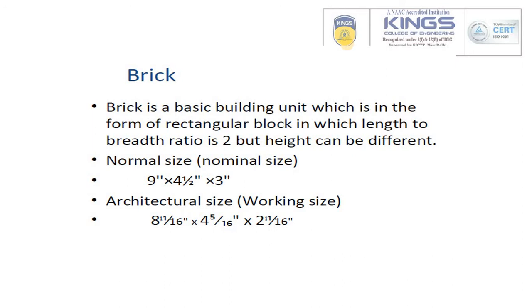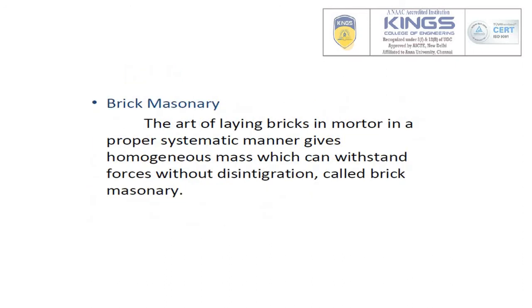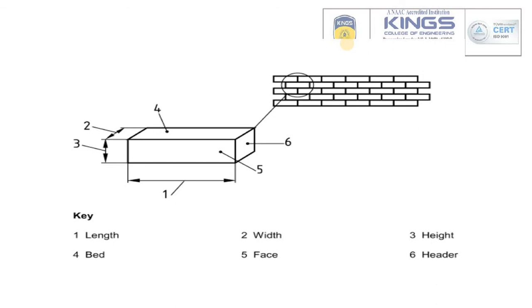Brick masonry is nothing but the art of laying bricks in mortar in a proper systematic manner, which gives a homogeneous mass that can withstand forces without disintegration. So this is how the mortar is arranged. We have the brick, which is accompanied with cement mortar and arranged like an array. The property of this array is to withstand the load or distribute the load evenly. That is why the array is arranged like that.